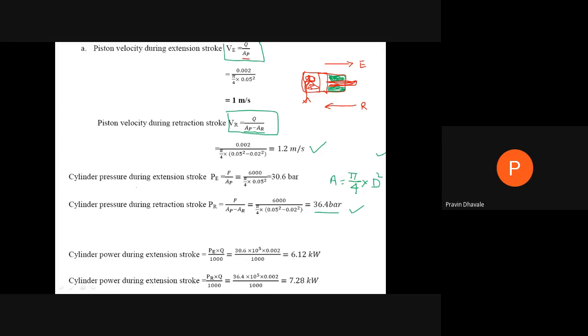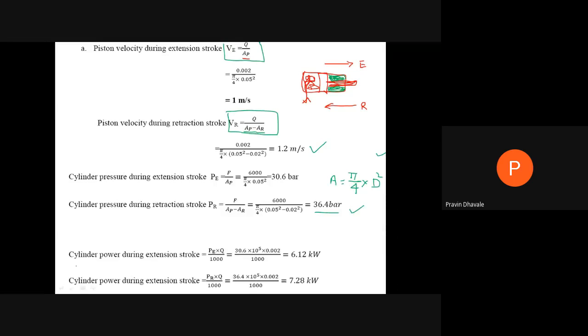So in this way, you can calculate the cylinder pressure during the extension stroke as well as during the retraction stroke. Complete this: cylinder pressure during extension and retraction. Is it over? Up to pressure, cylinder pressure.